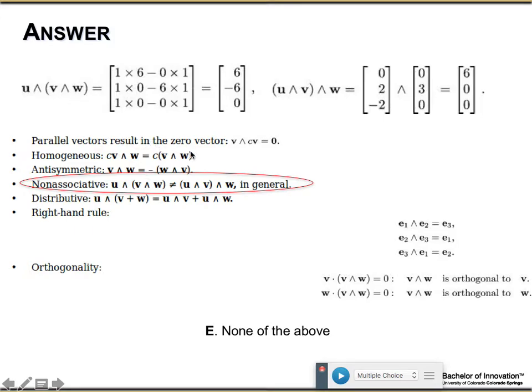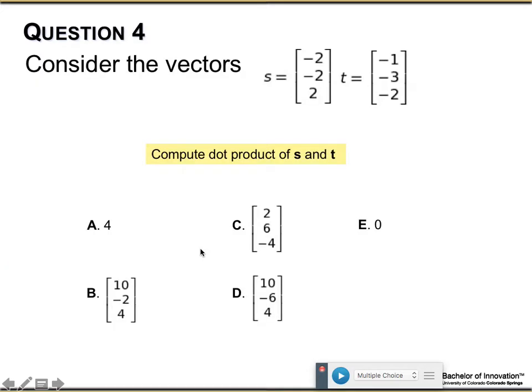But it is homogeneous, it is antisymmetric. Antisymmetric being V cross W is the same as minus W cross V. It does distribute, but it doesn't associate. The right-hand rule, orthogonality. So, okay, simpler question.